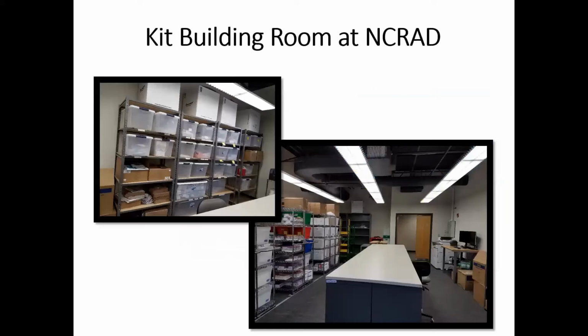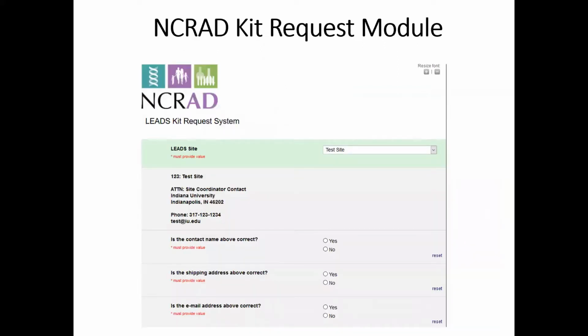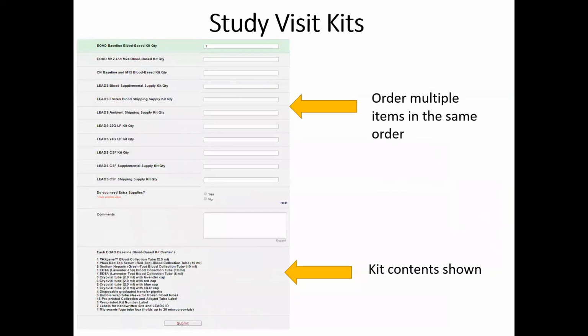In order to build all these kits, we have facilities here at NCRAD where we have all the supplies for our kits, and we're able to put together kits that meet the specifications of a particular study. This is an example of our kit request module. For a particular site, the coordinator would come here and log in and request kits. They can request kits for multiple visits. They can request additional materials if they run out of something. And as you can see here, all the materials in each kit are also shown on our kit request module.